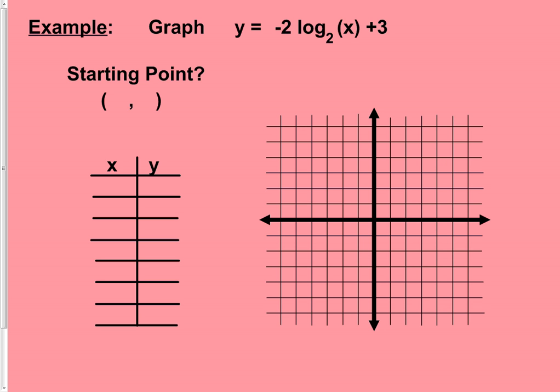The starting point for all logarithmic graphs is at 1 comma 0, and h and k will adjust it from there. This time we have no value of h, so the x-axis will not move, but we do have a k value of positive 3, so it's going to move up. That would put our starting point up at 1 comma 3, so that's a good point right for the middle of our graph, and of course that gives us a plot in the graph.